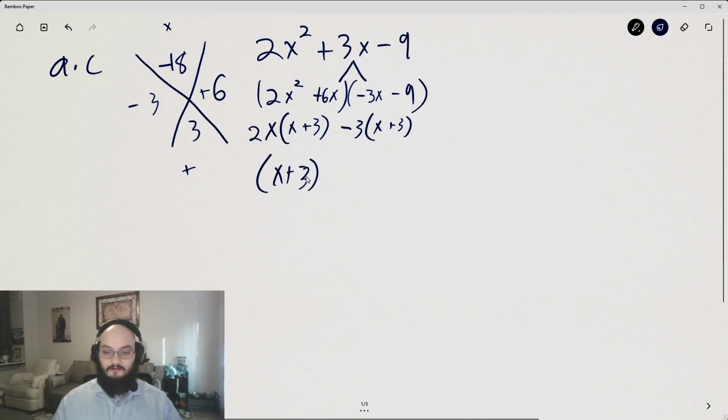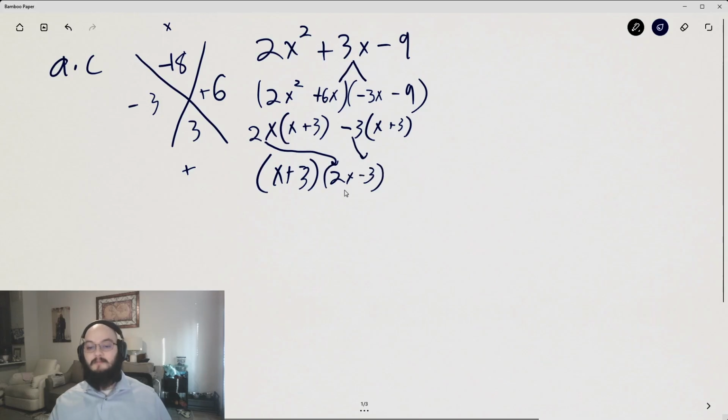And what we're going to do is that will be our first factor, x plus 3. The second factor is the combination of the things we factored out. So we have 2x minus 3, or a negative 3, and that becomes our other factor.